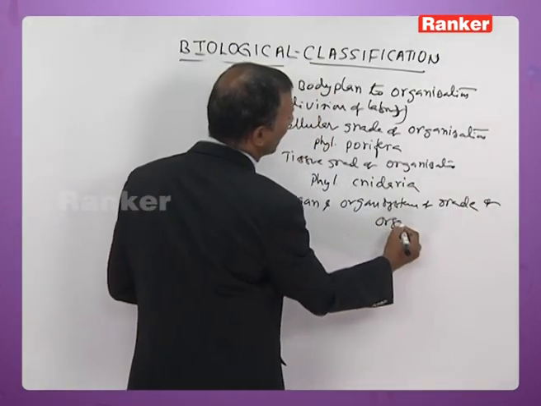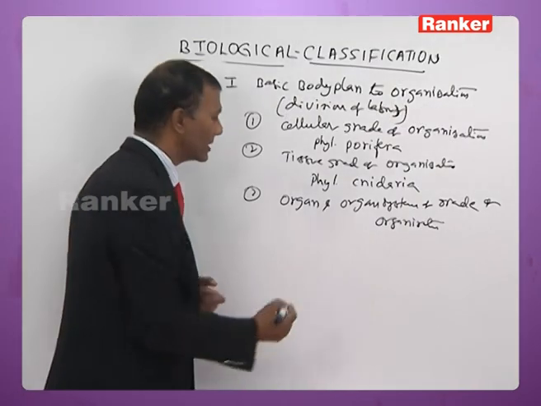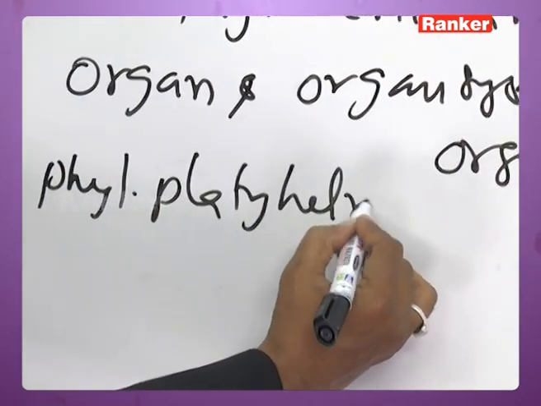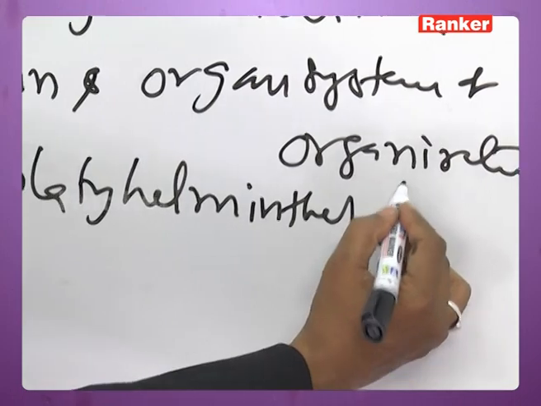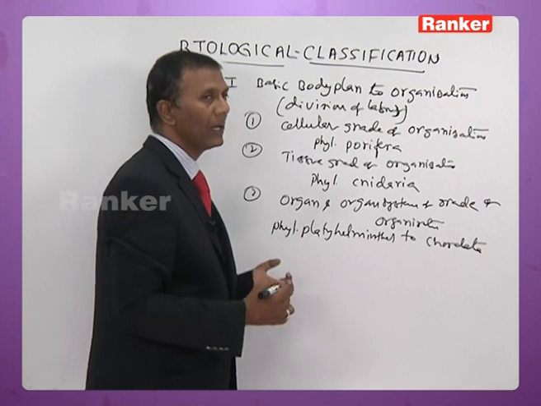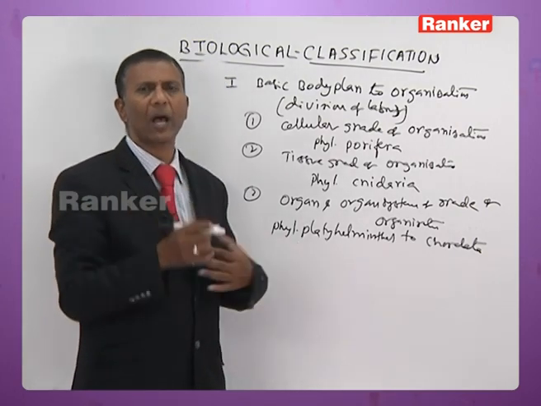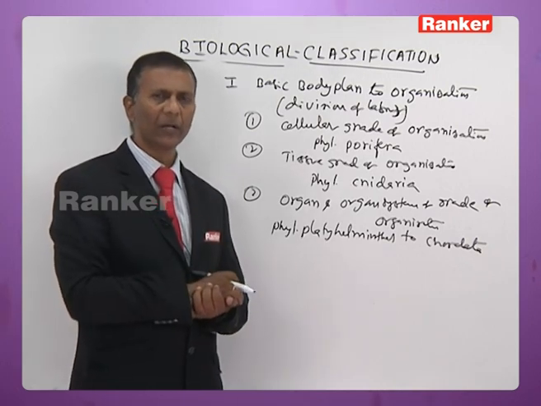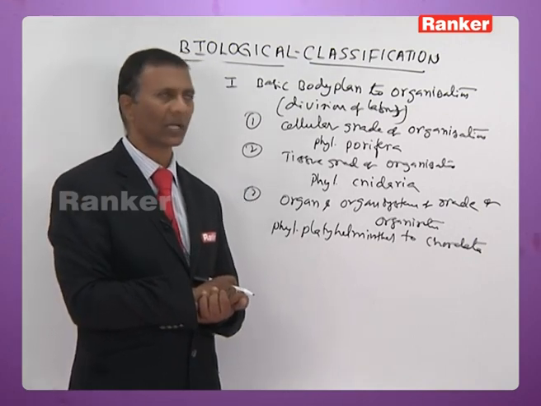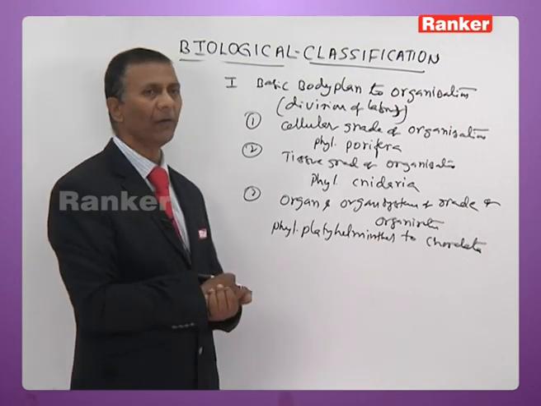Organ system grade of organization. This organ and organ system grade of organization is noticed from phylum Platyhelminthes to phylum Chordata. In Platyhelminthes you find organ grade of organization. From Nemathelminthes onwards, organs are full-fledged, so organ system grade of organization is noticed from Nemathelminthes onwards. So that is the first basic body plan, on the basis of division of labor.